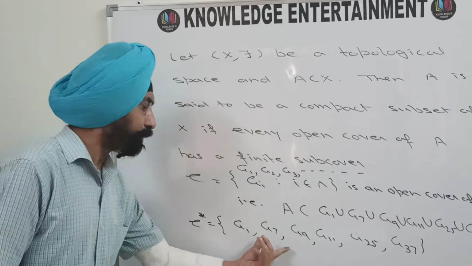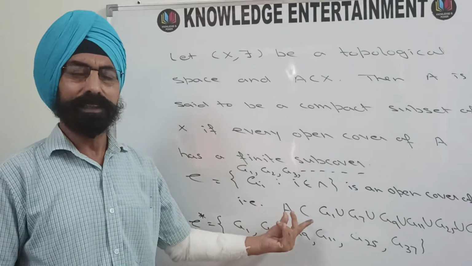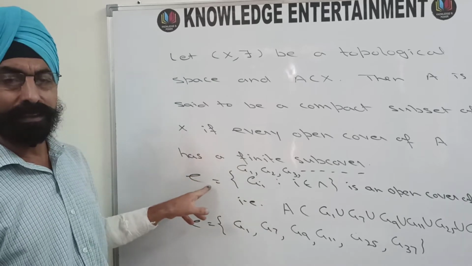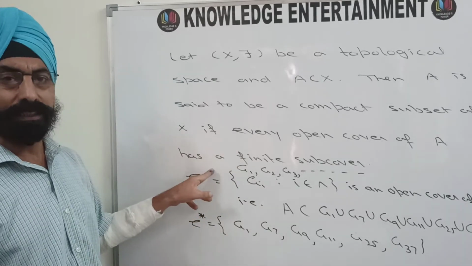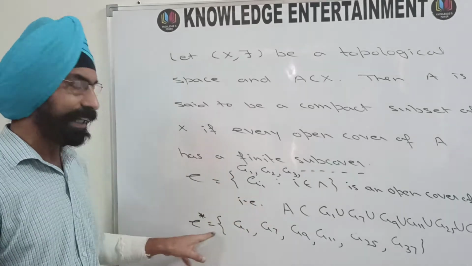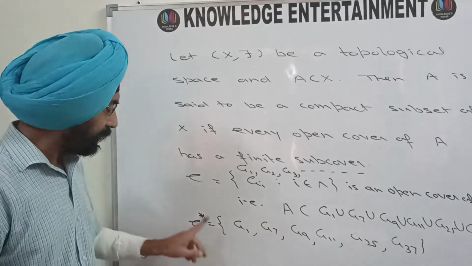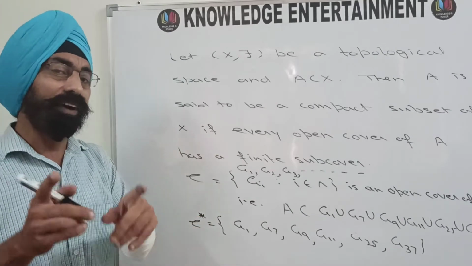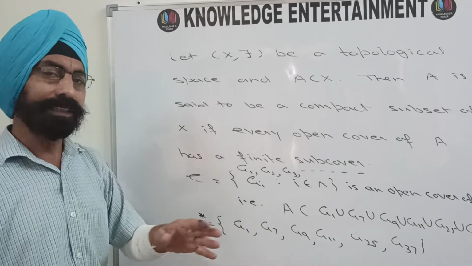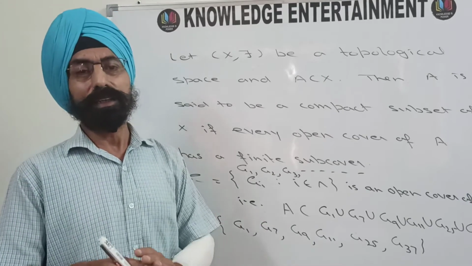So that means the members of C star can cover A. Then we say that because every member of C star is coming from C, that means C star is a subset of C, and C was the main open cover of A, and C star can also cover A. That means C star is a finite subcover of C. It's not a subcover of A, because like you are having subgroup.